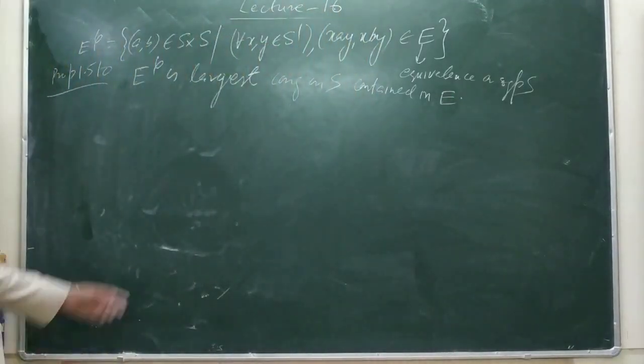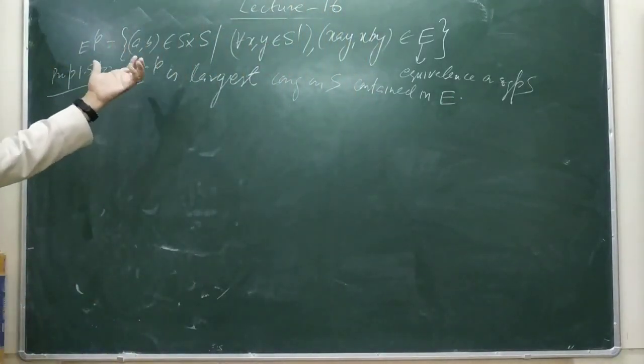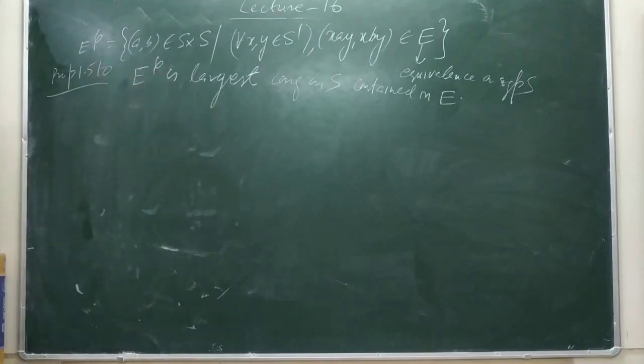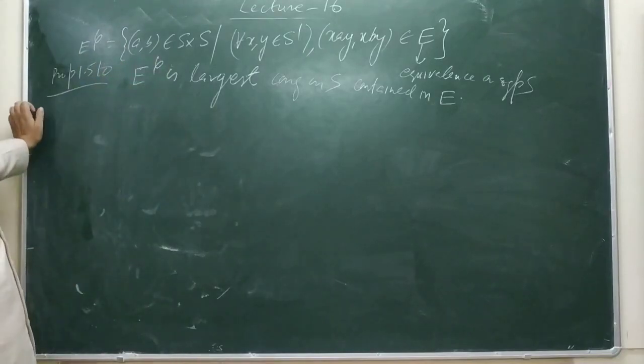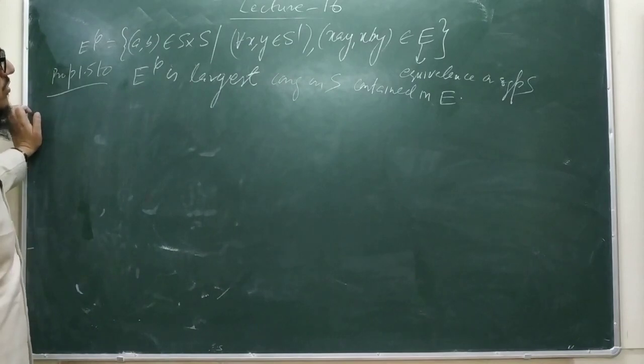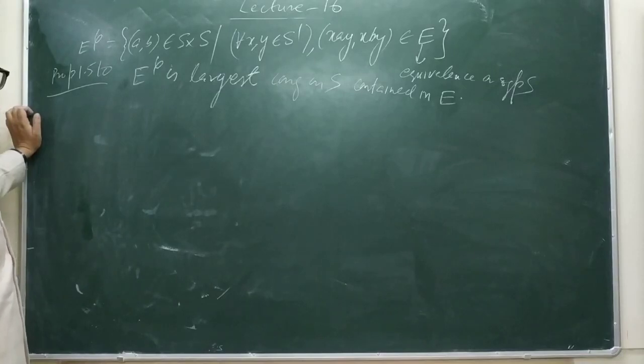So basically we have to prove that this is the largest congruence on S contained in E. We have to prove this. First we have to prove that E natural is a congruence on S, and then we have to prove that it is the largest congruence.